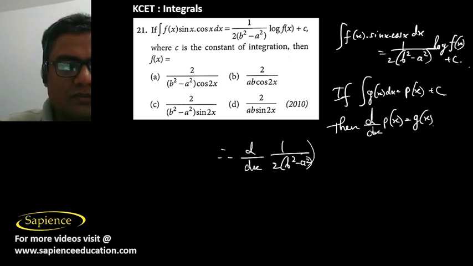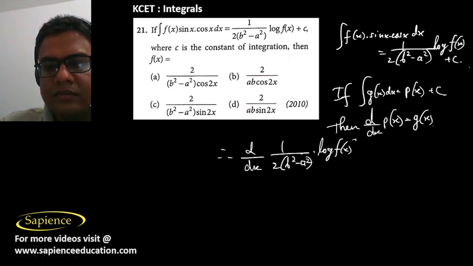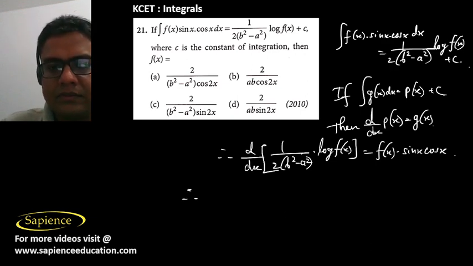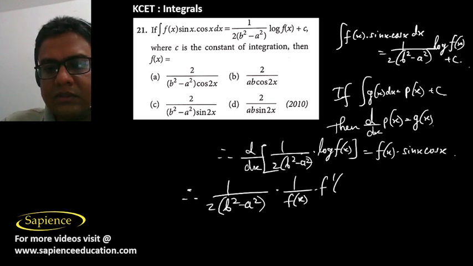into log of f of x is equal to f of x into sin x into cos x. Now therefore, this is a constant, so it will come outside. So 1 by 2 into b square minus a square, 2 d by dx of log of f of x is 1 by f of x into f dash x, that is equal to f of x to sin x into cos x.